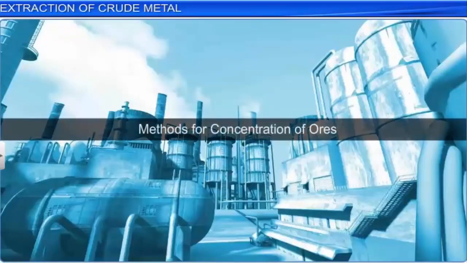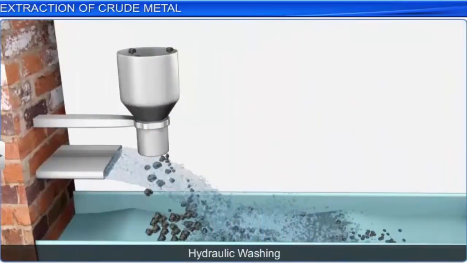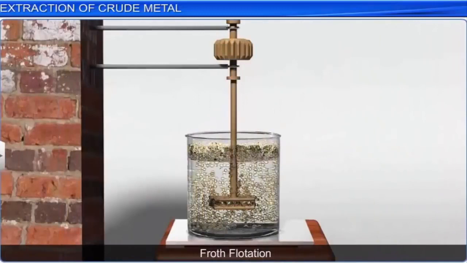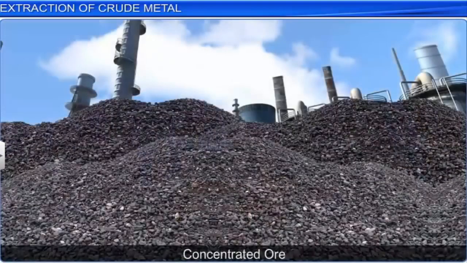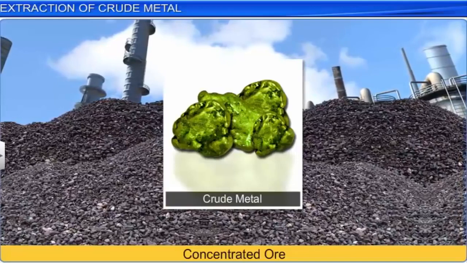You already know that ores can be concentrated by using any of the four methods: hydraulic washing, magnetic separation, froth flotation, and leaching. Now, let's see how crude metal can be extracted from its concentrated ore.